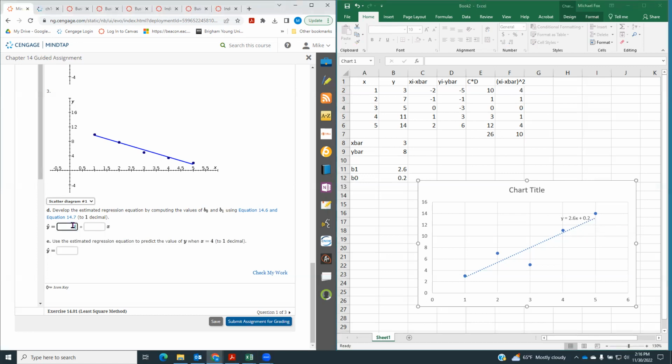We're going to put it in here as 0.2 and 2.6x. That's just how they write it in stats. So that was not too bad. This is a little bit complicated, right? But we can do it.